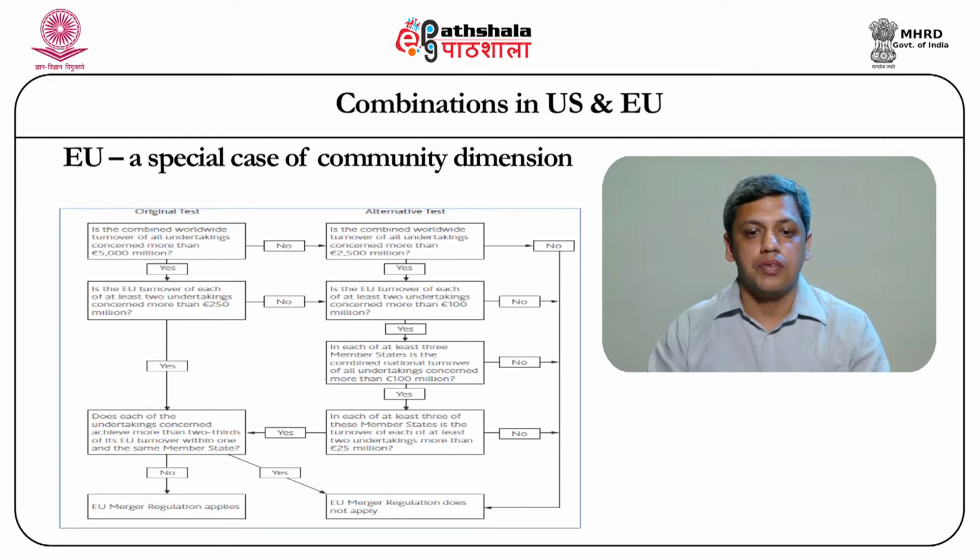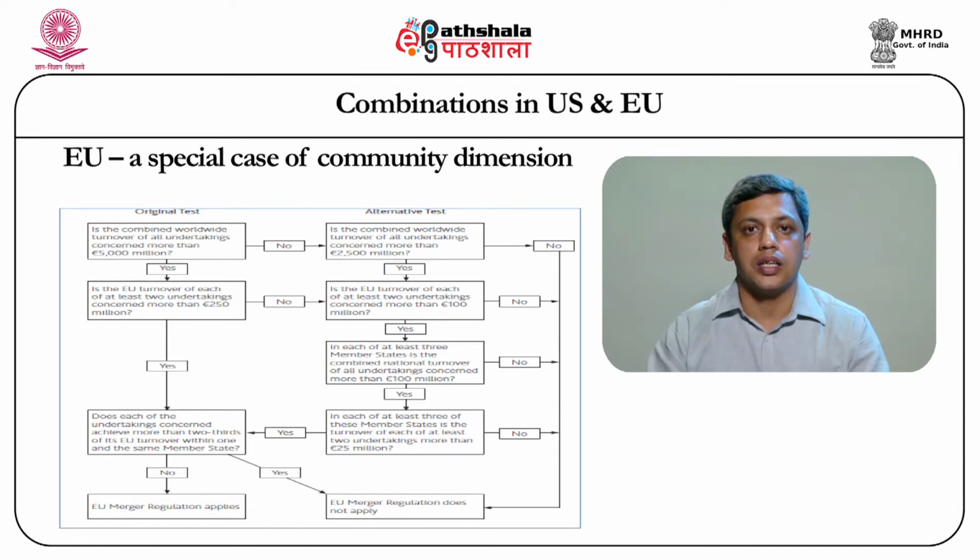In the first test, we would ask ourselves a question: is the combined worldwide turnover of all undertakings concerned more than 5,000 million euros? If this test is fulfilled, we know that the worldwide significance test is met, and we move on to the next step where we would check the EU effect. We will ask ourselves a question: is the EU turnover of each of at least 2 undertakings concerned more than 250 million euros? If the answer is again yes, we know that the test qualifies for significance for EU also.